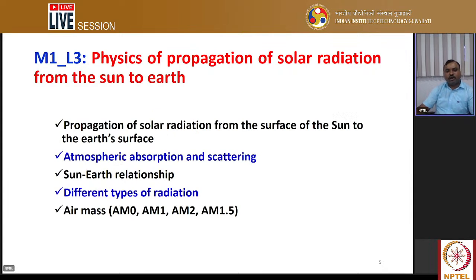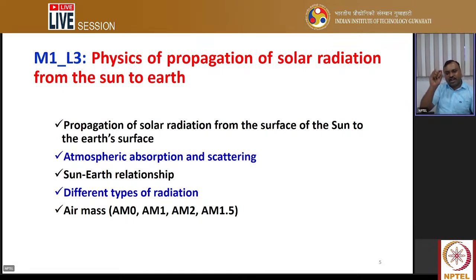In lecture 3 of module 1, we have discussed the physics of propagation of solar radiation from the sun to the earth. How solar radiation is propagated from the sun. So when it releases electromagnetic waves, it's a short wave. When it strikes on the earth surface, then it becomes a long wave. It's a heat wave. And also we have specifically discussed what happens in the earth atmosphere.